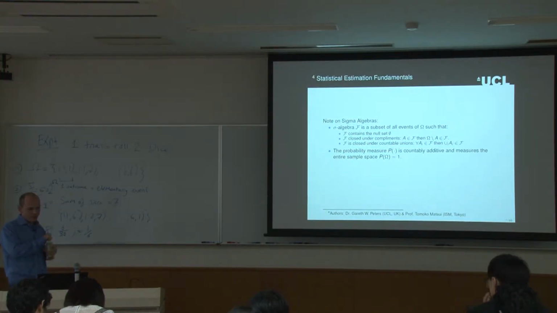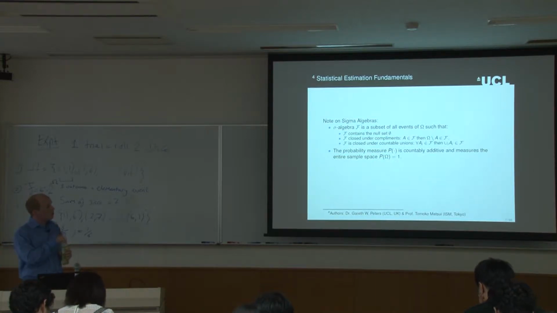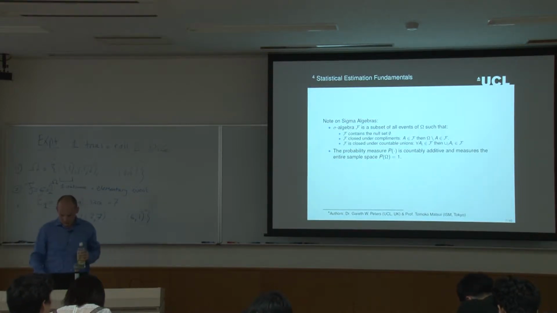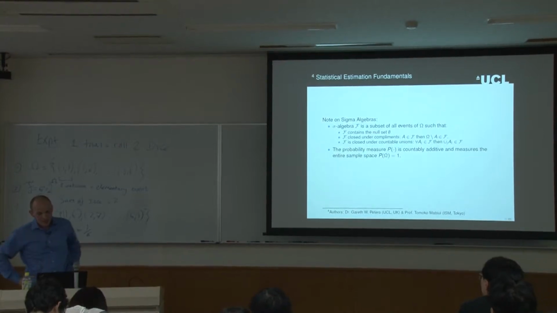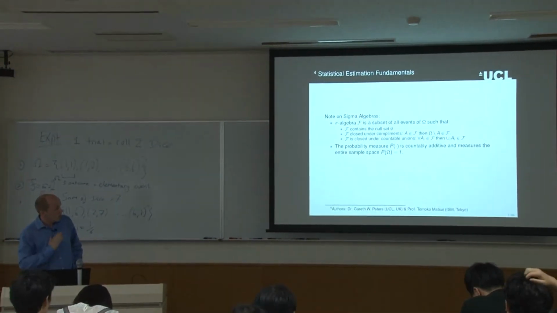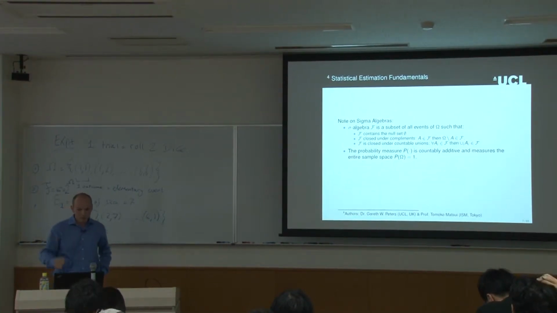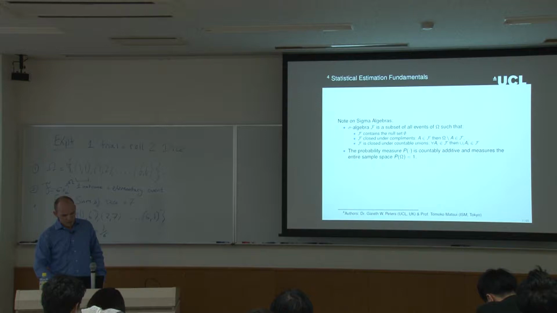A few things to note on the sigma algebras. So the sigma algebra F is a subset of all events of omega, so we said that. F contains the null set, which is the empty set, denoted with this phi notation. Also, F is closed under complements. So A in F means that omega not A is in F, so the complement. F is also closed under countable unions. So for all A_i that are in F, the union of these A_i, these events, is also in F.